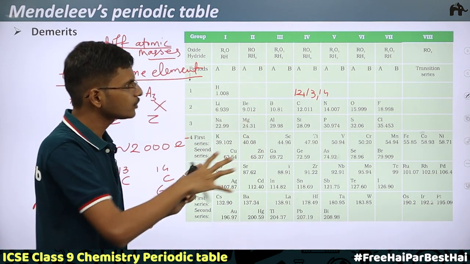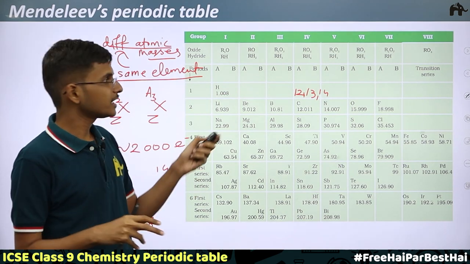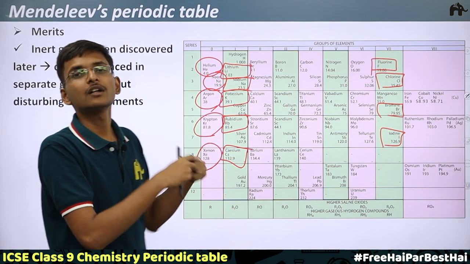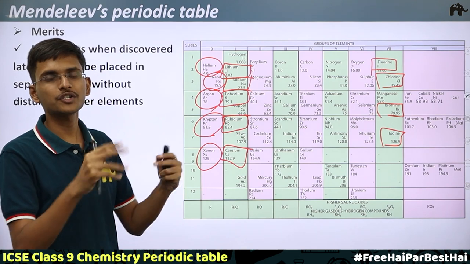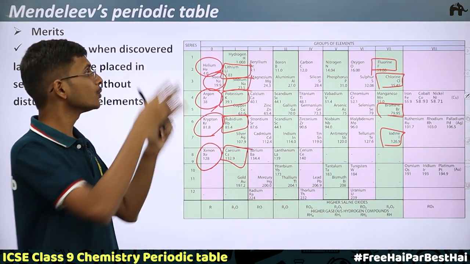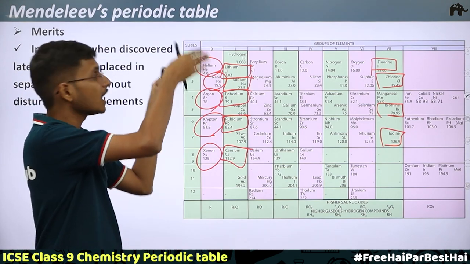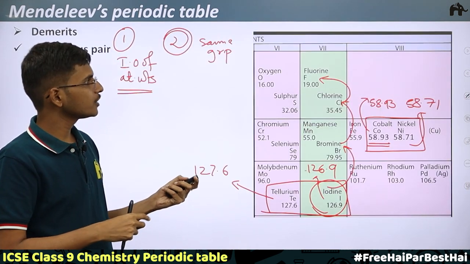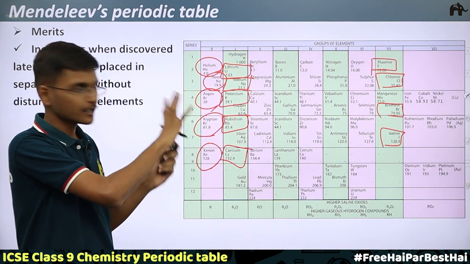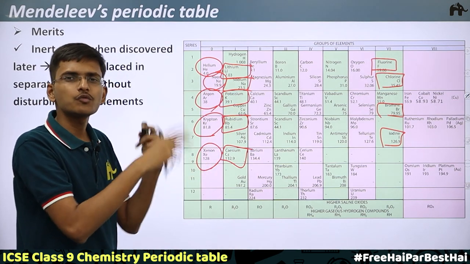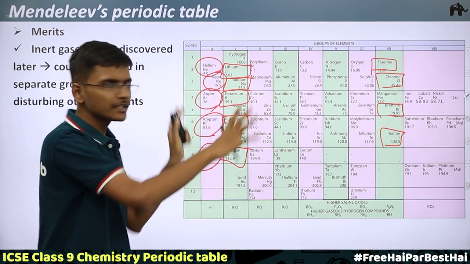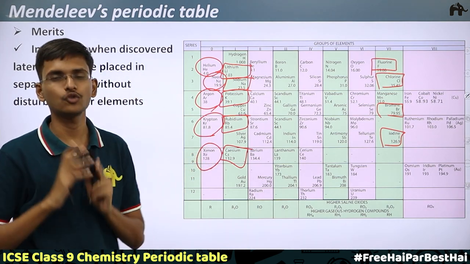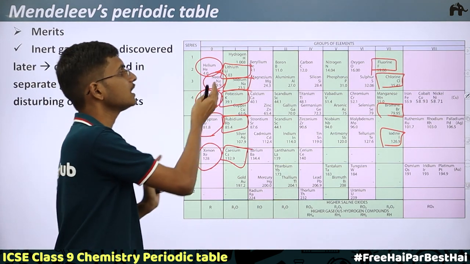One more interesting thing: you can observe this table in your textbooks, but the table I have shown you here is a slightly newer version of Mendeleev's periodic table, which was published around the 1900s, when noble gases were discovered and arranged in the existing Mendeleev's periodic table. So the existing table was modified, and this is the modified Mendeleev's periodic table, published around 1900. Don't get confused. I have just shown you this for your understanding, to show how the inert gases or noble gases were arranged without disturbing the other elements.